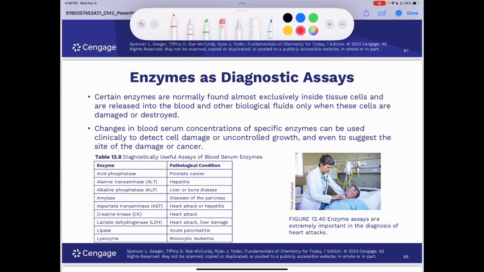Also, the extent of the cell damage can often be estimated by the magnitude of the serum concentration increase above normal levels. And for these reasons, the measurement of enzyme concentrations in blood serum and other biological fluids has become a major diagnostic tool, particularly in diagnosing diseases of the heart, liver, pancreas, prostate, and bones. In fact, certain enzyme determinations are performed so often that they have become routine procedures in the clinical chemistry laboratory. And the table that you see here lists some enzymes used in medical diagnosis.